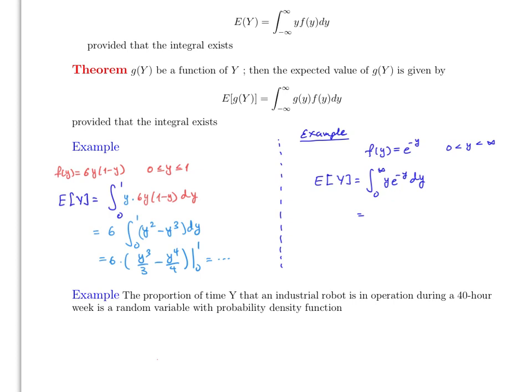If you use integration by parts, you should get minus y e to the minus y, and then minus e to the minus y. Then you plug the limits of integration from 0 to infinity, which again, this is a calculus problem. Remember, this part will give you 0, so it will be minus 0 minus 0, and then minus, this will be 0 minus 1, and in this case, the expected value is just 1.